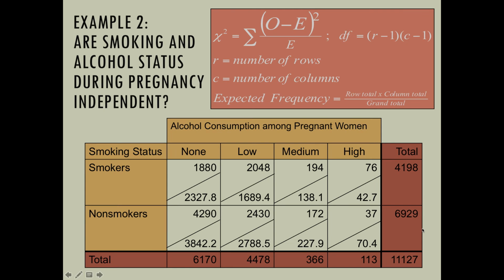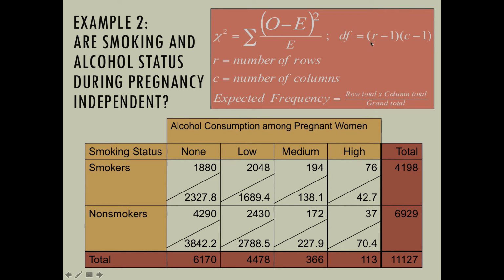Okay, next example. Woo! Are smoking and alcohol status during pregnancy independent? So, does smoking cause alcohol consumption is kind of what we're asking, which is kind of a weird question, but we're going to go with it. So here, this is the formula for calculating the chi-square. Has all of the, if you have more than 2 categories, how to calculate the degrees of freedom.